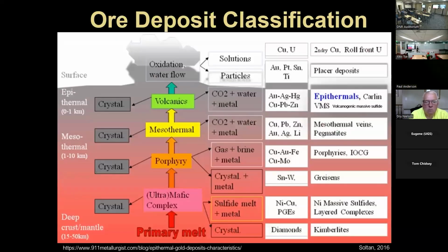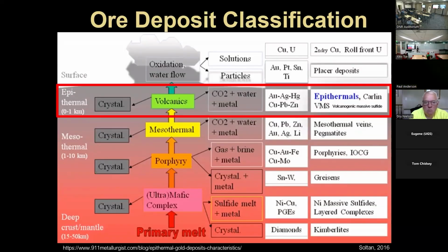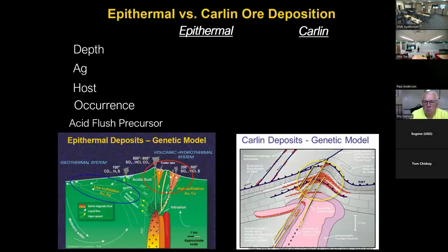If you look at the silver deposits, most people classify them as epithermal deposits, but you'll notice that Carlin is also mentioned in those shallow deposits. Typically, Carlins are a little bit deeper, and I'll go into the comparison of those two right here. So when you look at depth and the silver, the host and the occurrence and the acid flush precursor, epithermals are typically less than 1 kilometer in depth. Carlins can be less than 1 kilometer, but also can be slightly deeper. Silver, usually in epithermal deposits. Carlin, that's a yellow check. A lot of them are gold.